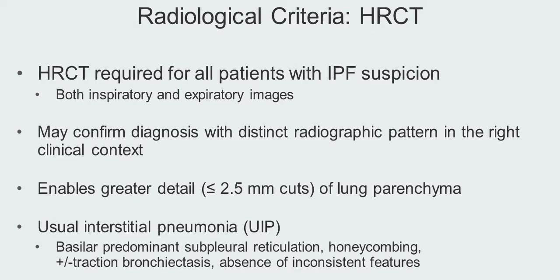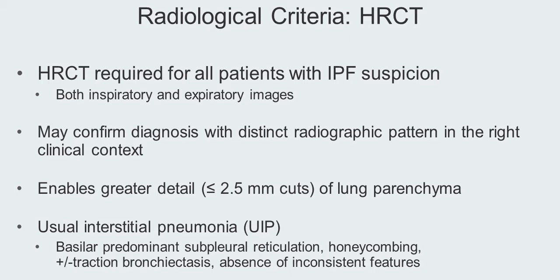A UIP pattern is characterized radiographically on HRCT by basilar predominant subpleural reticulation, the presence of honeycombing, with or without traction bronchiectasis, and the absence of inconsistent features. Inconsistent features might be cysts, ground glass opacification, nodules, consolidation. If you have any of these or too much of these, then that would make the CT inconsistent for a UIP pattern, or perhaps, in new terminology that's coming out, indeterminate for a UIP pattern.